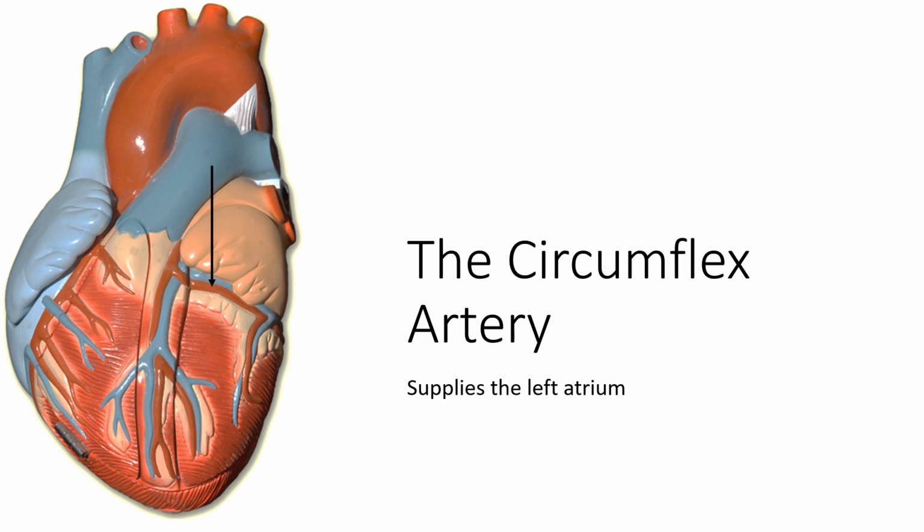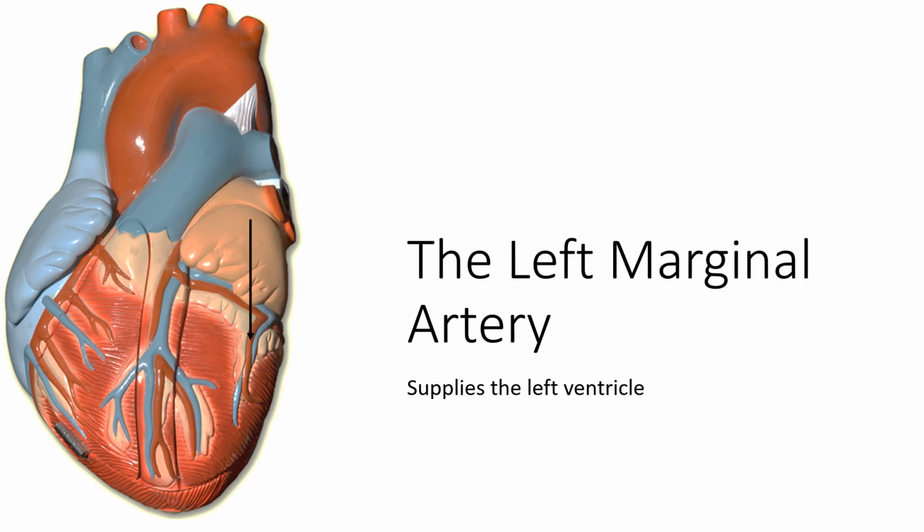So the circumflex artery is supplying the left atrium. There isn't a circumflex artery on the right because your coronary artery on the right is directly supplying your right atrium. The left marginal artery is, of course, supplying the left ventricle.